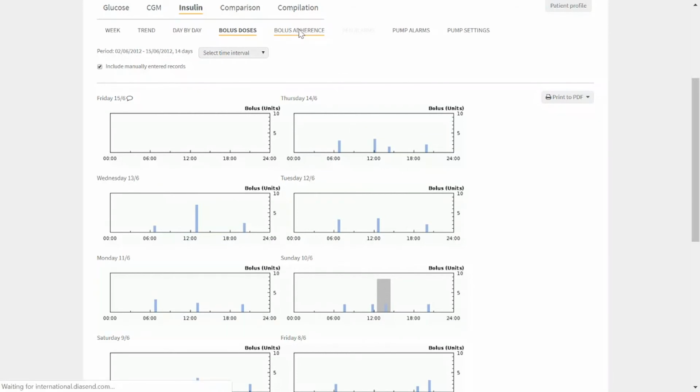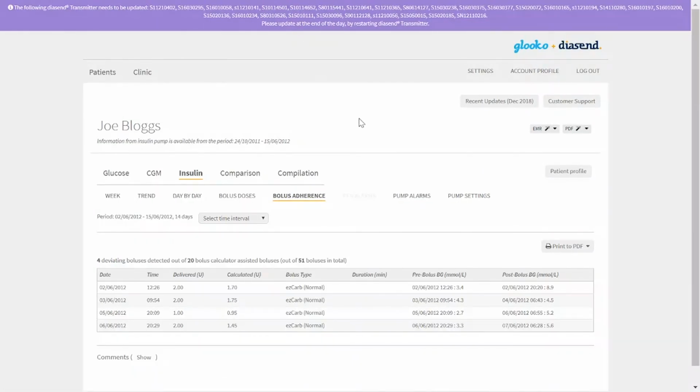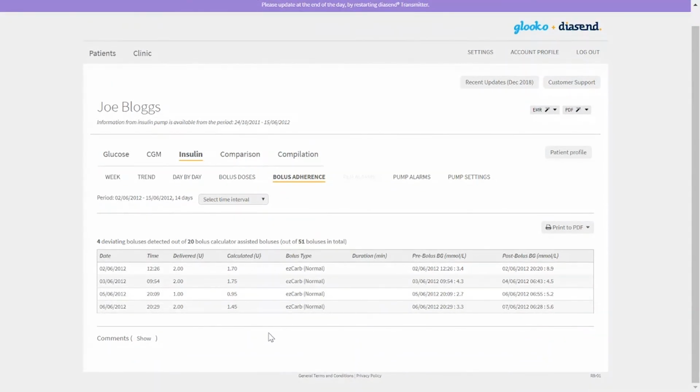The next tab is Bolus Adherence. Once we go to that, we will see more information, which again is often device specific. So depending on the device that a patient is using, this may or may not be populated depending on the data that is available.